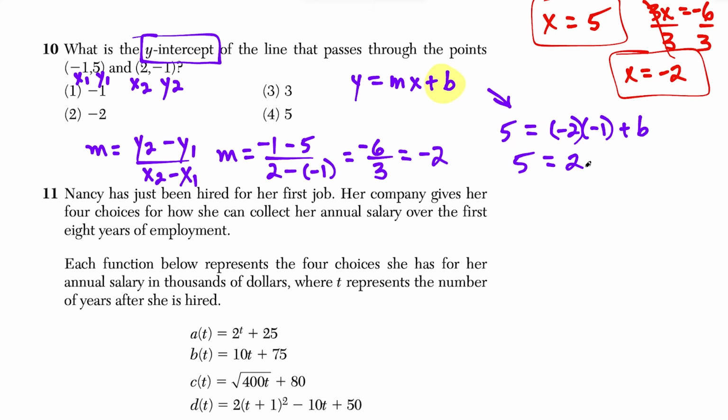-2 times -1 is +2. And we have plus b. And now I just do -2 on both sides. So 3 is equal to b. That is our y-intercept. Choice 3 is our answer.